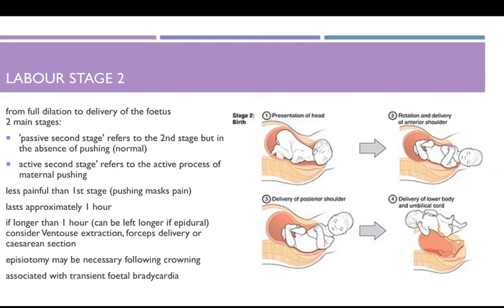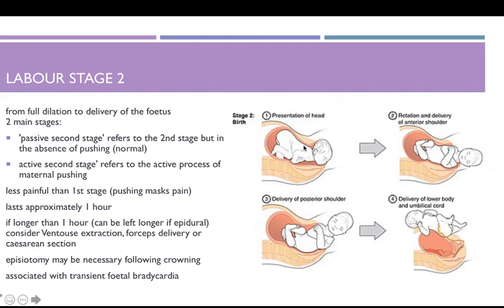If it's lasting longer than 1 hour, then you might consider an instrumental delivery, such as a ventouse extraction or forceps delivery, or you may consider a C-section. An episiotomy, which is a cut made in the perineum, may be necessary following crowning to allow for ease of passage. And stage 2, the pushing stage, is associated with transient fetal bradycardia.